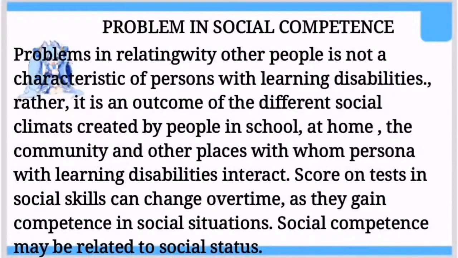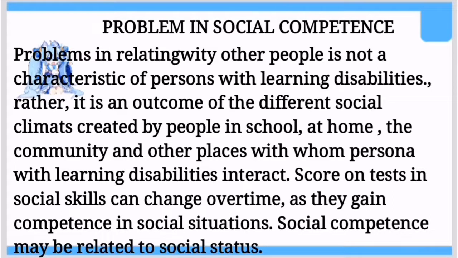Now, let's proceed to the problems in social competence. Problems in relating to other people are not a characteristic of persons with learning disabilities. Rather, it is an outcome of the different social climates created by people in school, at home, in the community, and other places where persons with learning disabilities interact. Scores in tests of social skills can change over time as they gain competence in social situations.